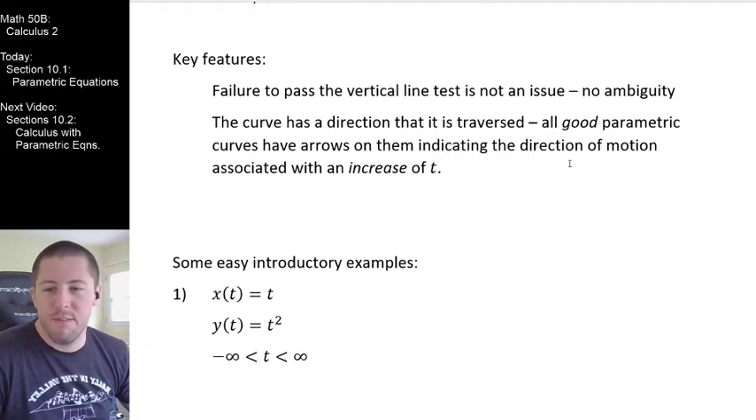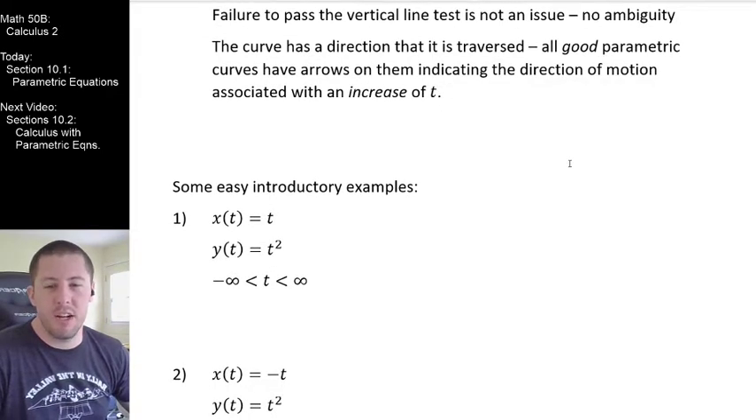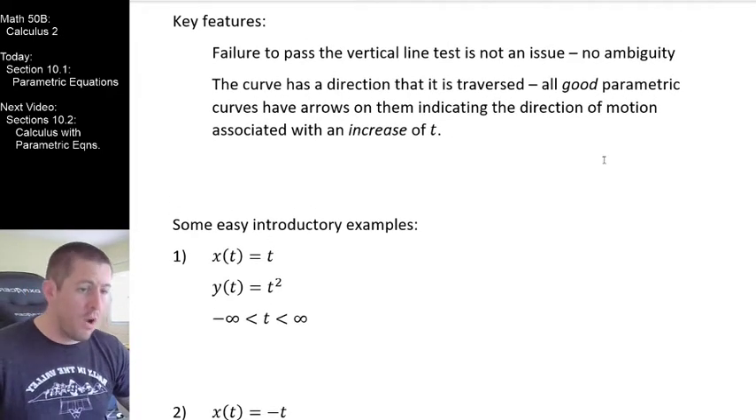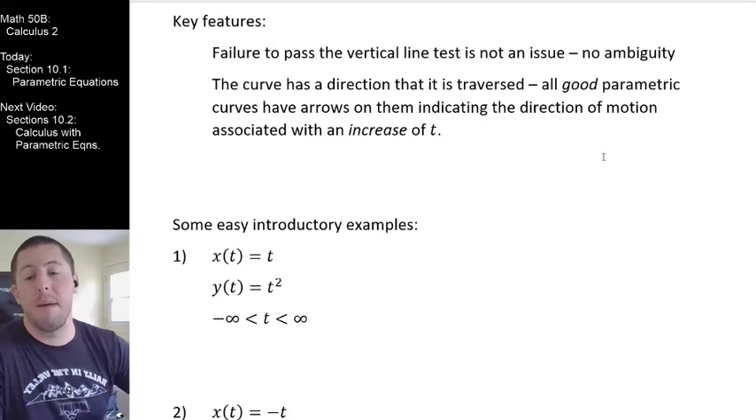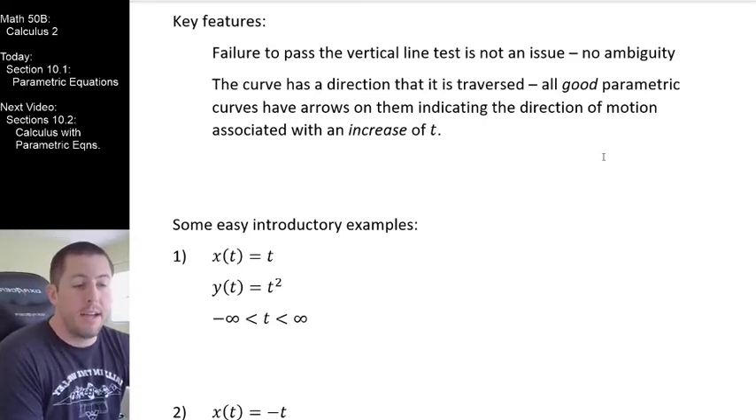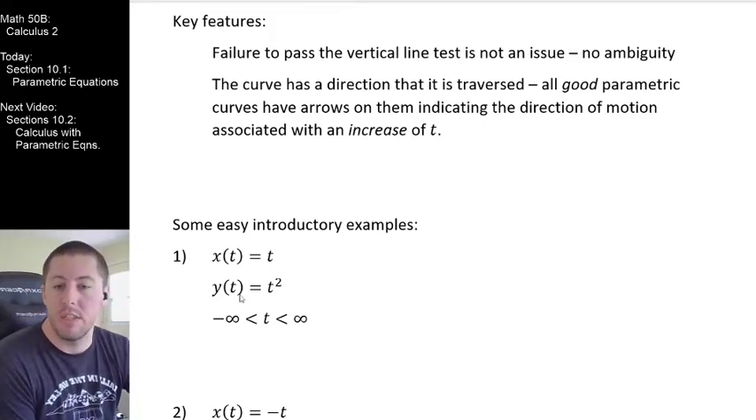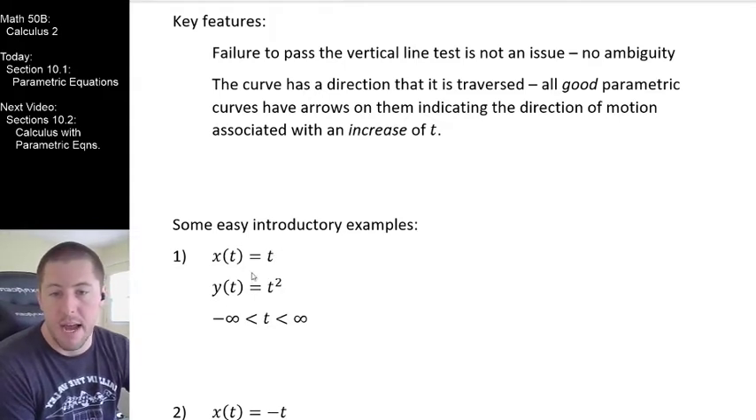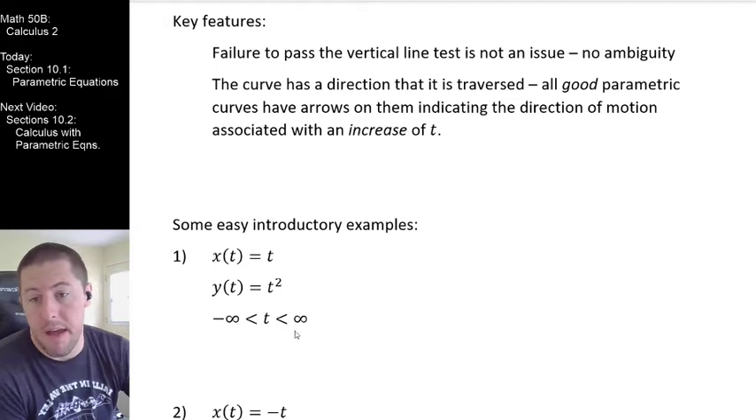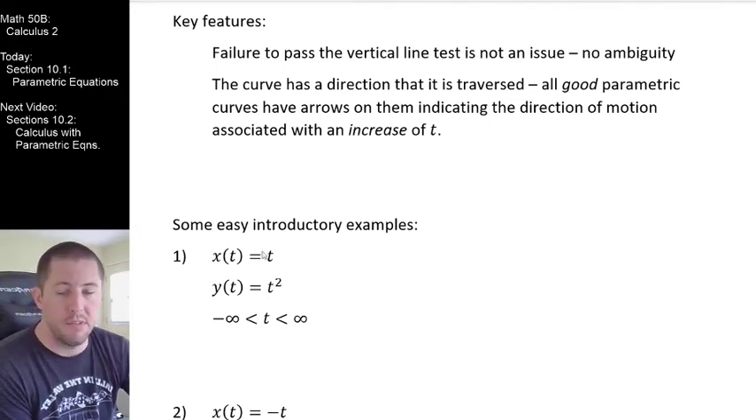So let's look at our first parametric curves here. Some easy introductory examples here. So our very first example here, I'm going to define the function x and y both as functions of t, which I am always thinking of as time. In this case right here, I'm going to allow time to take on any real value. So we're going to go all the way from negative to positive infinity.